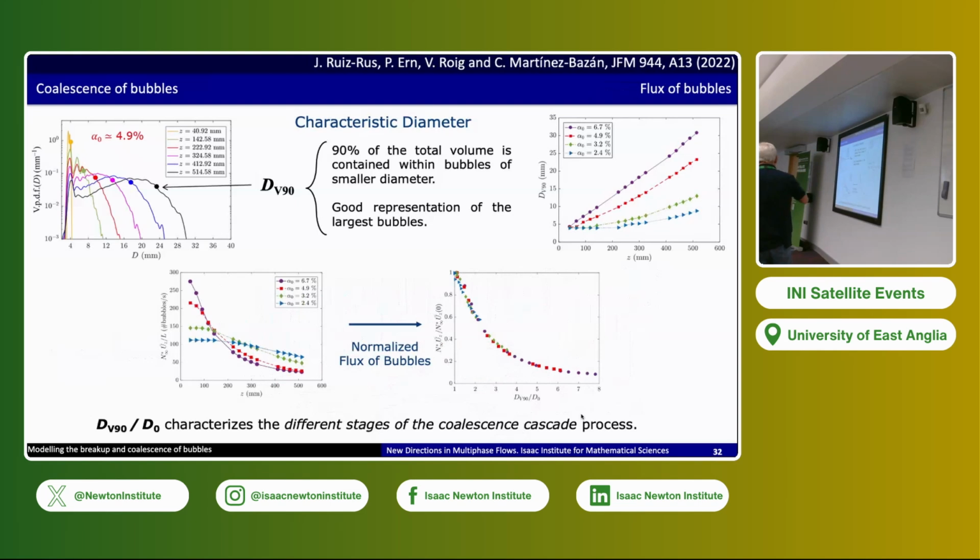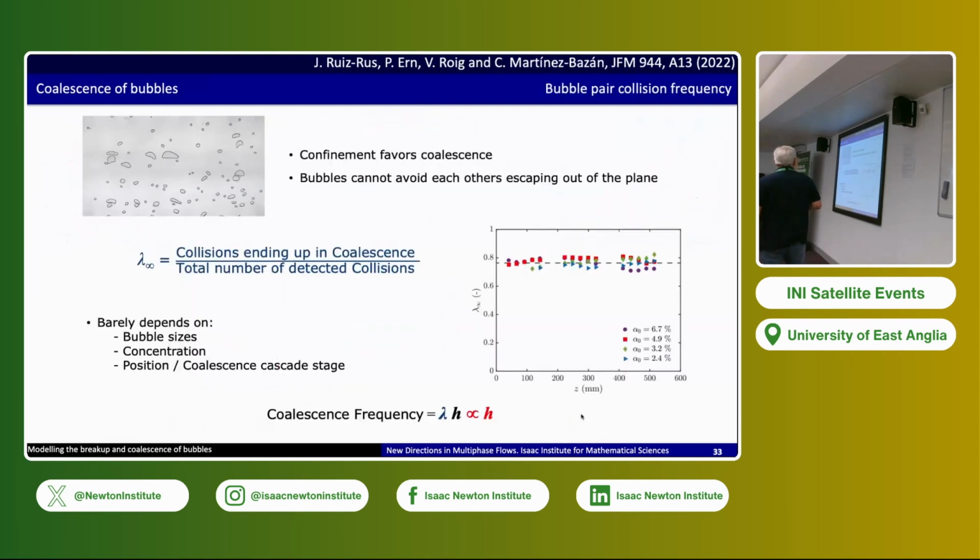And it will also be used to characterize the characteristic length and the characteristic velocity given by the velocity of these bubbles. When we plot the flux of bubbles in terms of this dV90, divided by the initial size of the bubbles, the flux collapses on the same curve. So this is a good characteristic diameter to work with in the model.